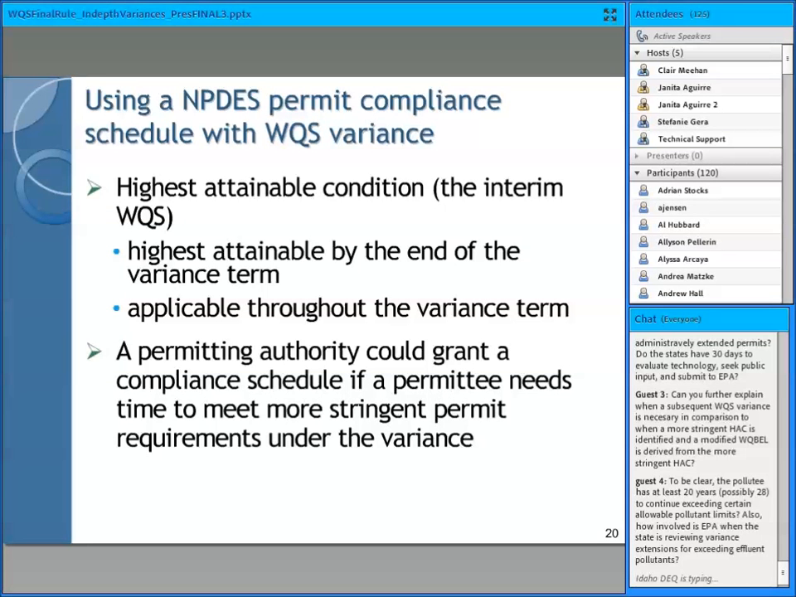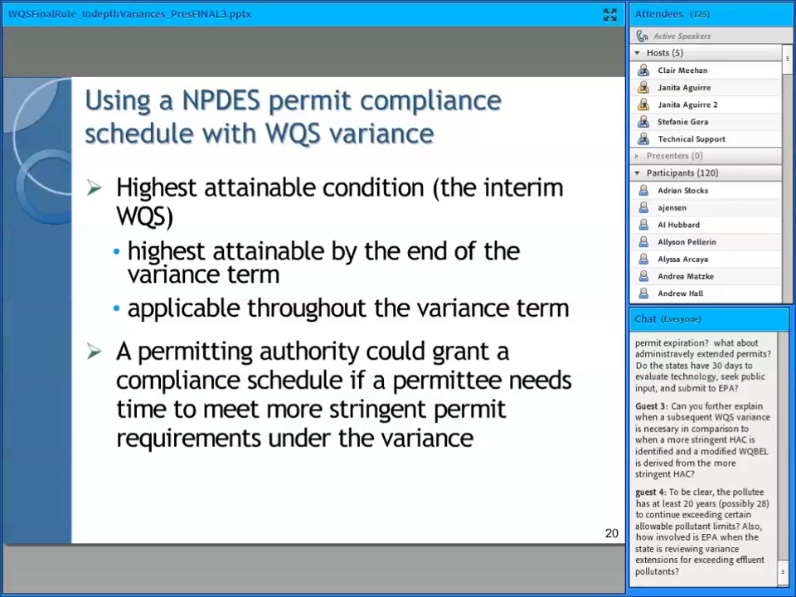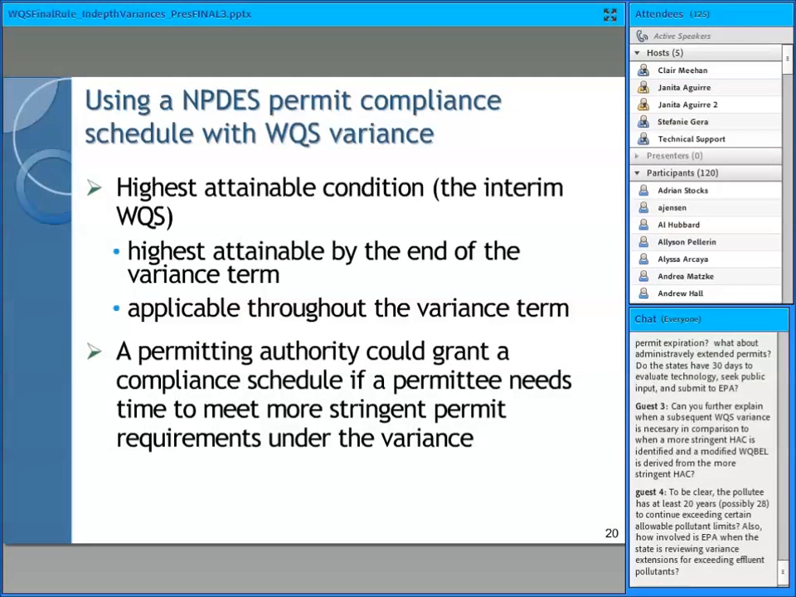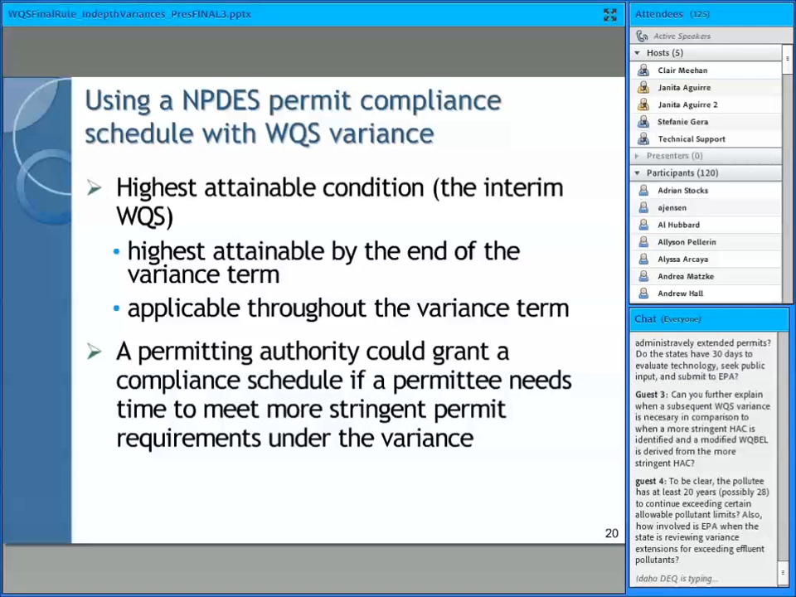131.14 specifies that the interim requirements of the variance must reflect the highest attainable condition. The highest attainable condition is the condition of the water or effluent that is the highest attainable by the end of the variance term. Let me emphasize, by the end of the variance term. Although the highest attainable condition is the condition of the water or effluent that is highest attainable by the end of the variance term, it is the applicable water quality standard throughout the variance term. In a situation where the highest attainable condition is the current water or effluent quality, the permittee will likely be able to immediately comply with its new water quality-based effluent limit based on the variance.